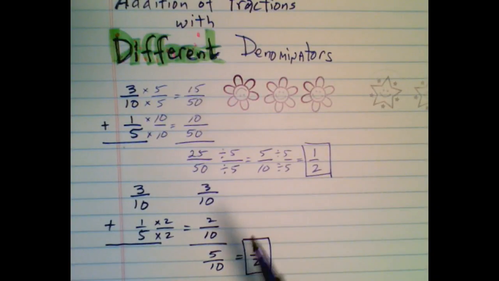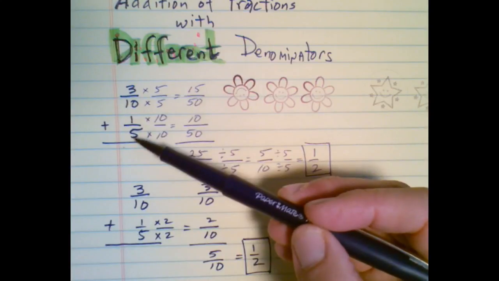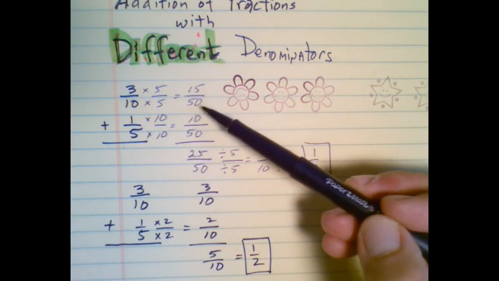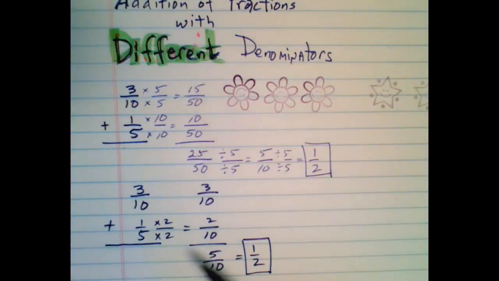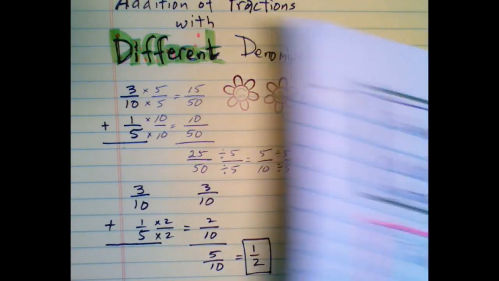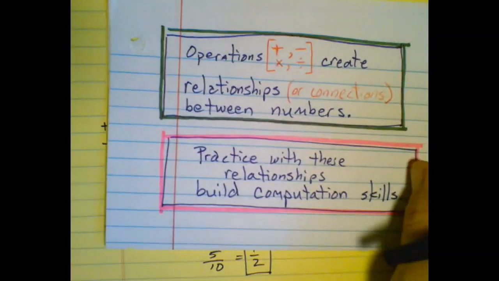So the thing to remember here is that you can always change both fractions to make a like denominator and then add. In some cases, you need only change one of the fractions, like we did here. In either case, we got 1/2. But you can see by practicing, we build our computational skills, which is something we'll always want to do.